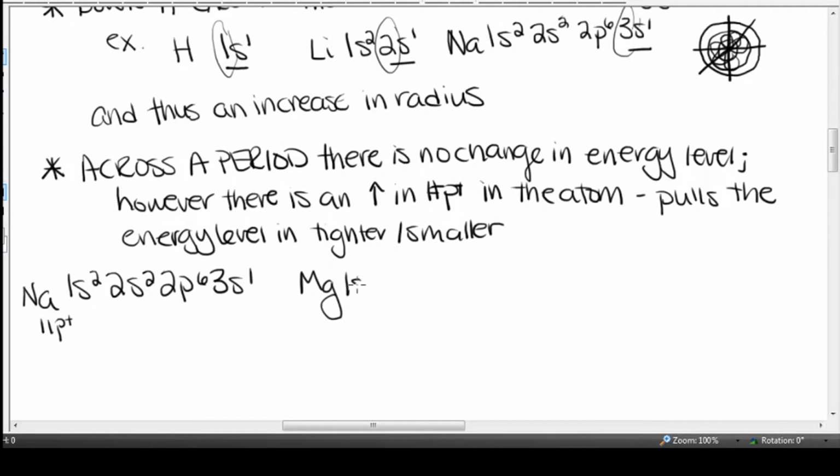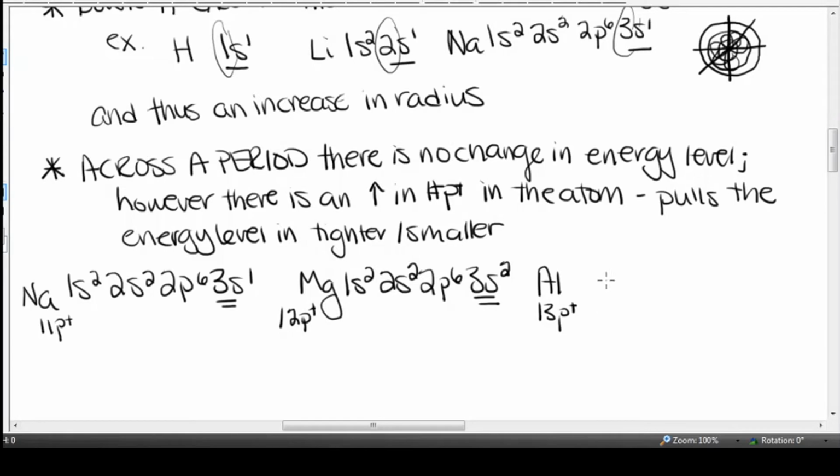Magnesium, 1s2, 2s2, 2p6, 3s2. You see how we're still in the third energy level, you guys? But magnesium has 12 protons. This increase in the number of protons is going to make this 3s a little bit smaller than it was before for sodium, which only had 11 protons. Now, you can keep going down the whole period if you want to. We'll just stop at aluminum.